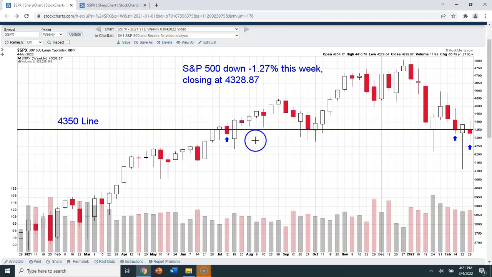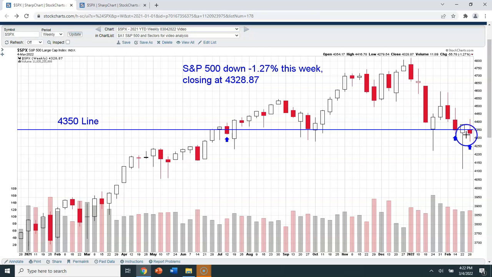And we've had 3 weekly closes below 4350 since we first got above this area back in June. So since, let's just say, the 1st of July of 2021, 3 weekly closes, including this one right here, and only 2 during this downturn. And we didn't close substantially below 4350 this week. We closed at 4328.87.